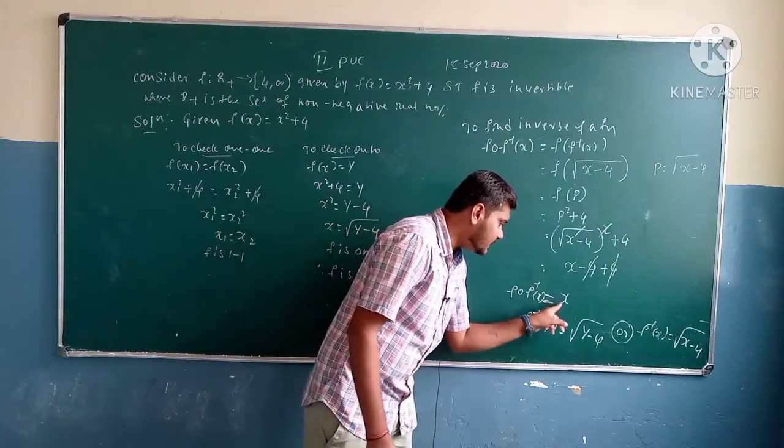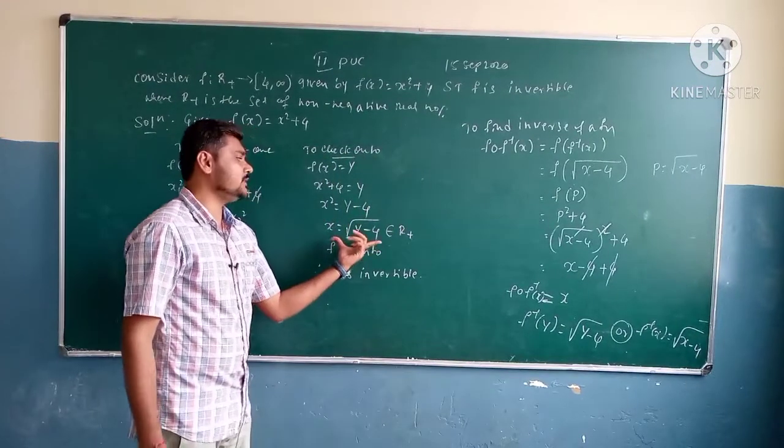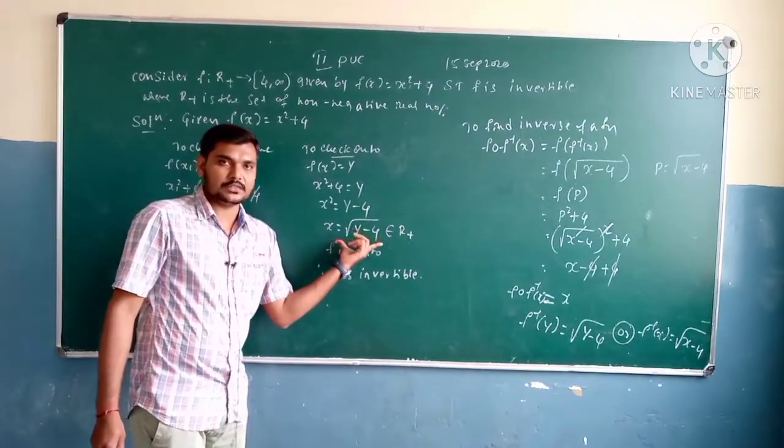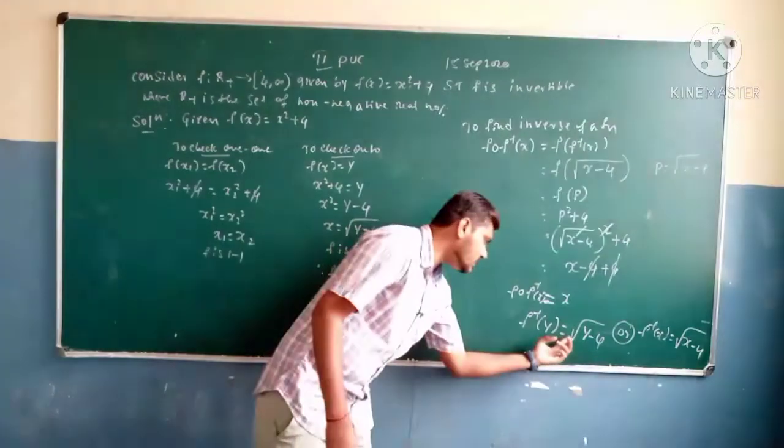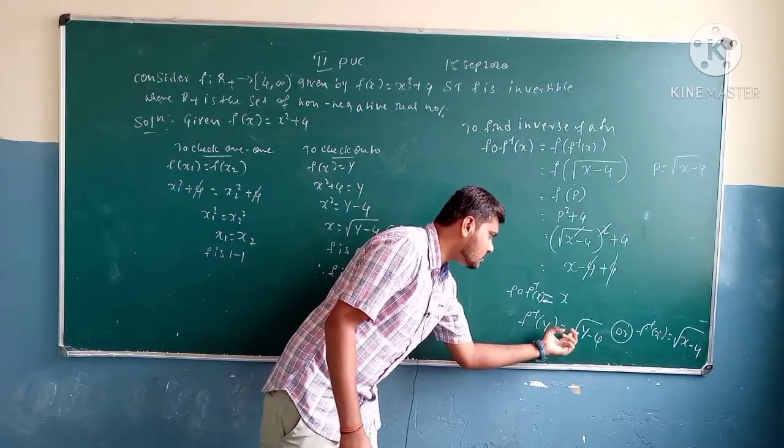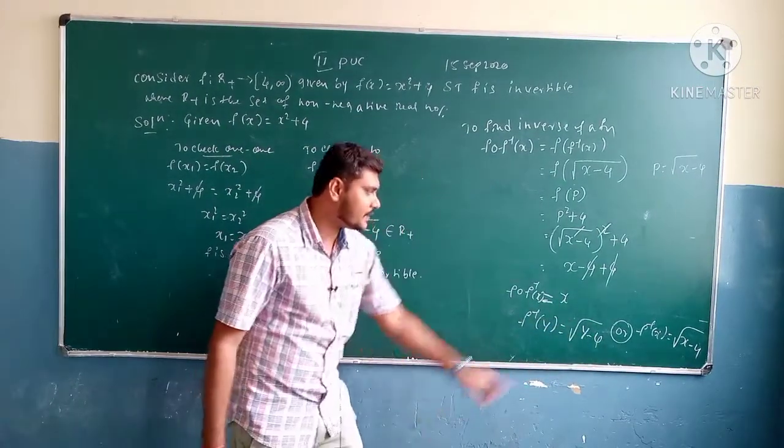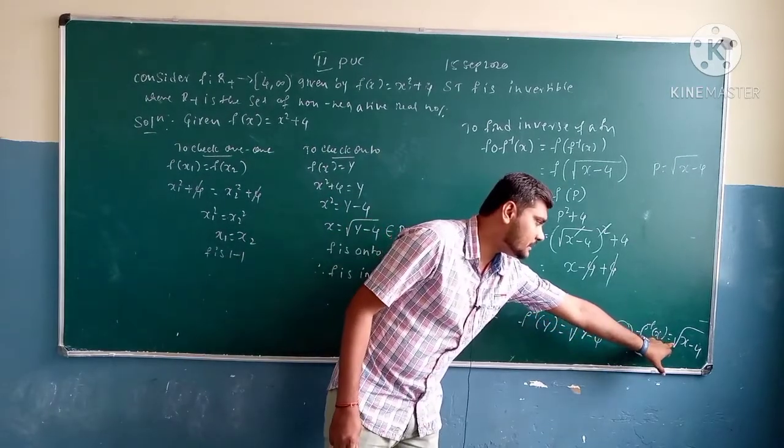So now x is coming here, so which function is the inverse function? The function we have taken is going to be the inverse function. So the inverse function is f inverse of y is equal to root of y minus 4, or if you want it in x, f inverse of x is equal to root of x minus 4.